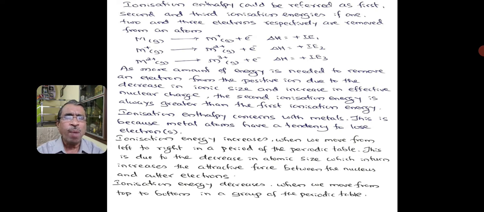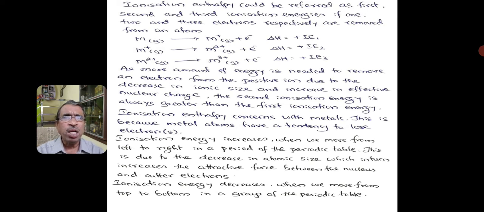As more energy is needed to remove an electron from the positive ion due to the decrease in atomic size and increase in effective nuclear charge, the second ionization energy is always greater than the first ionization energy, and the third ionization energy is always greater than the second ionization energy. Ionization enthalpy concerns metals. This is because metal atoms have a tendency to lose electron or electrons.